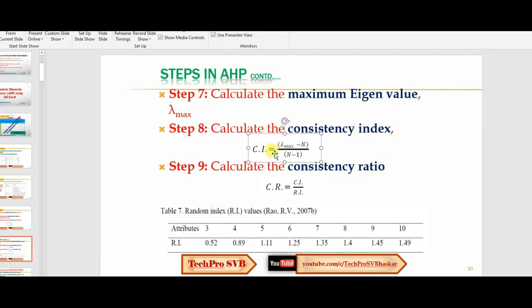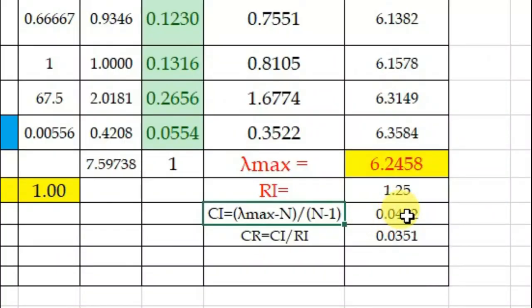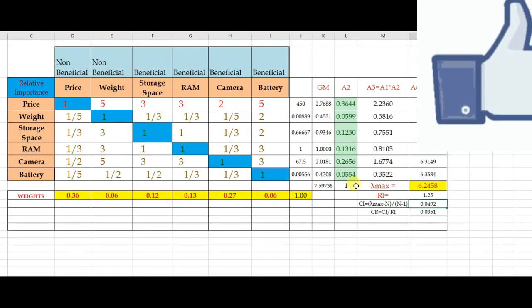Next step is to calculate the consistency index by using this equation. CI is equal to (lambda max minus n) upon (n minus 1). Here n is 6 because we have got 6 attributes with us. So lambda max is this, minus 6, upon 6 minus 1. This is the way we get CI, which is equal to this much. Let us go to the next step.